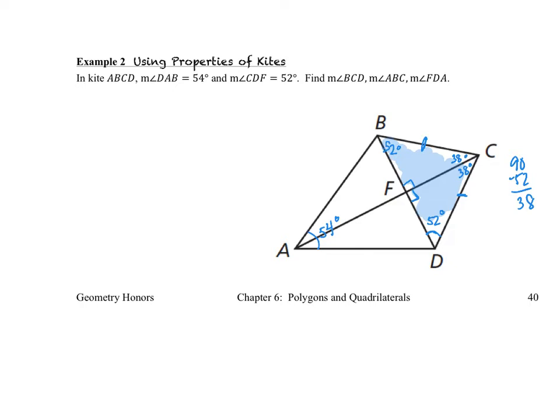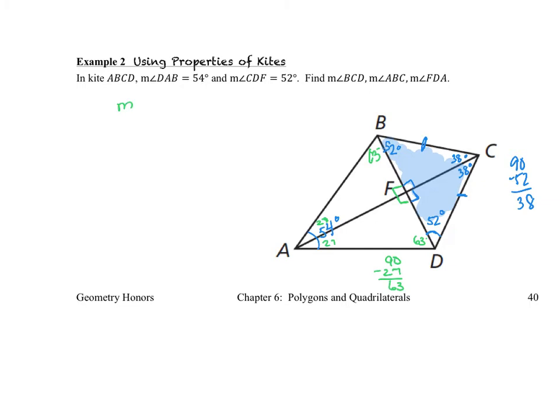And then if this is 54 split in half, that makes each of these 27. And my right angles again since the diagonals are perpendicular. And so I can subtract 90 minus 27, which is 63. So this is 63 degrees, and this is also 63 degrees. So that's how you work out the angles of a kite.